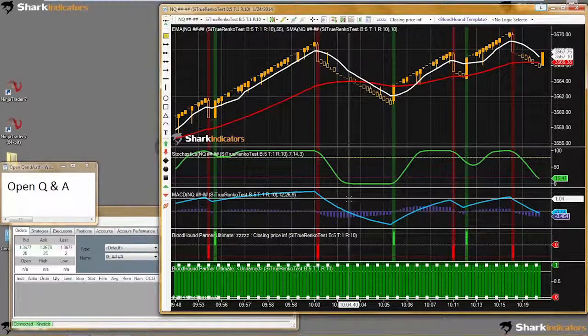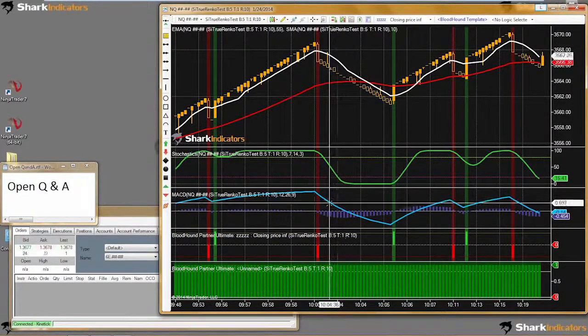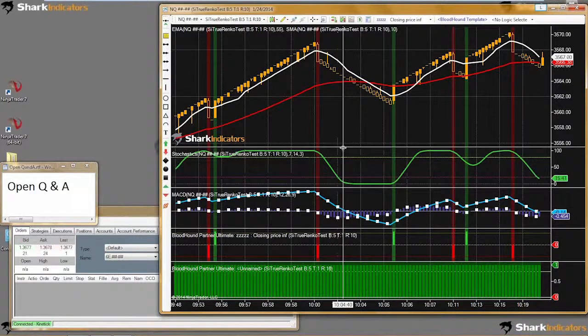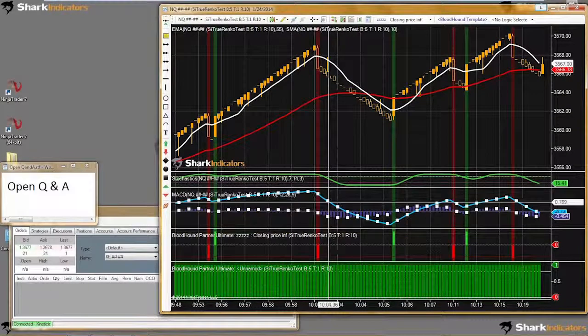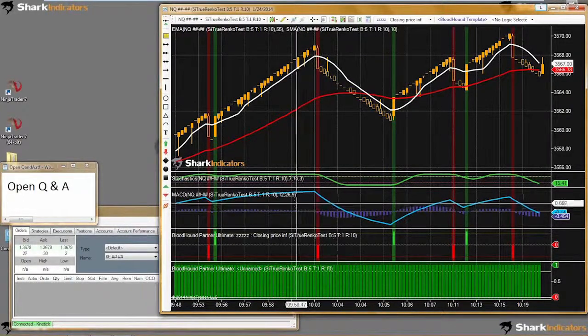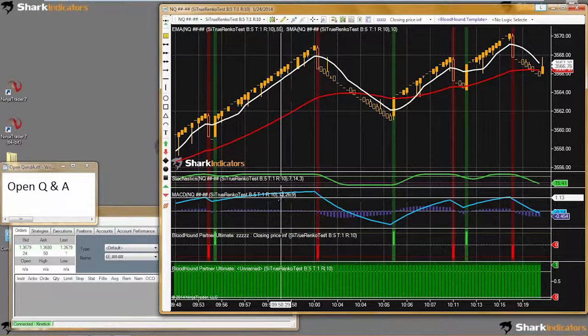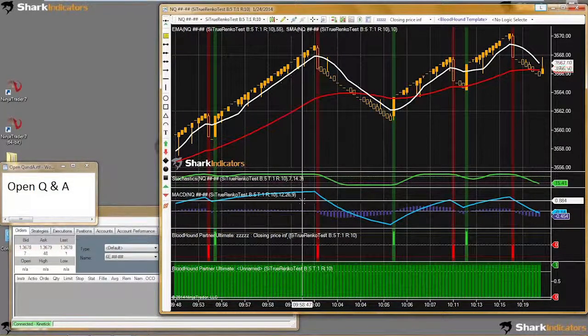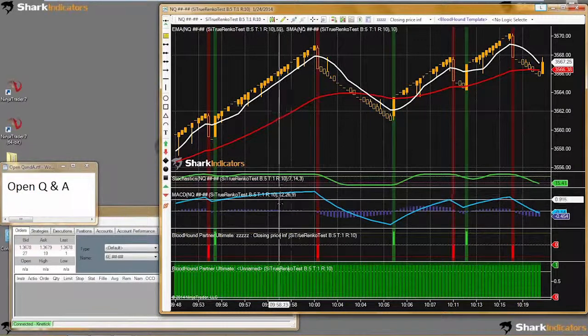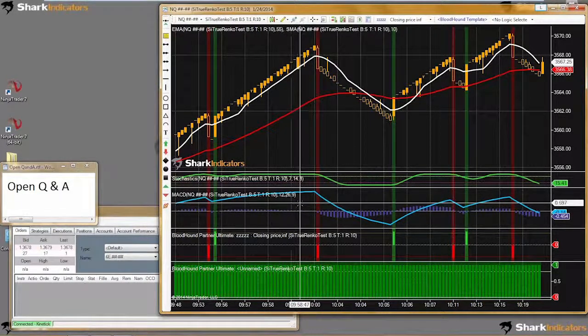NinjaTrader has really refined CPU usage. When an indicator, I'll pick on the MACD here, is added to the chart, NinjaTrader takes this indicator and caches the data. NinjaTrader remembers the settings for this MACD, which is 12, 26, 9. And so NinjaTrader knows, okay, I've got a MACD indicator loaded up with these parameters set, and it builds a cache.